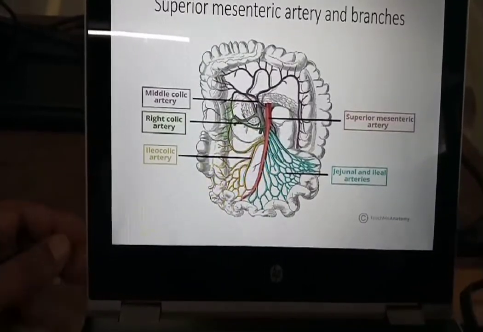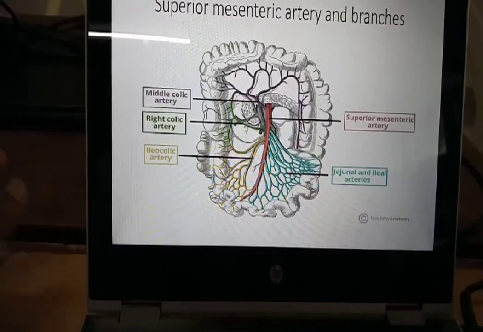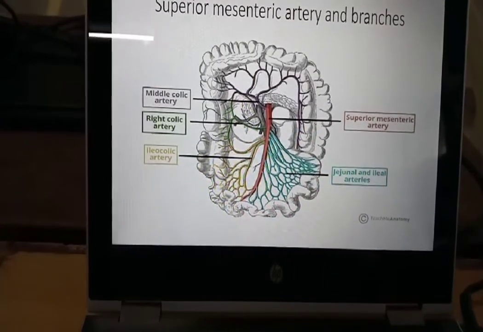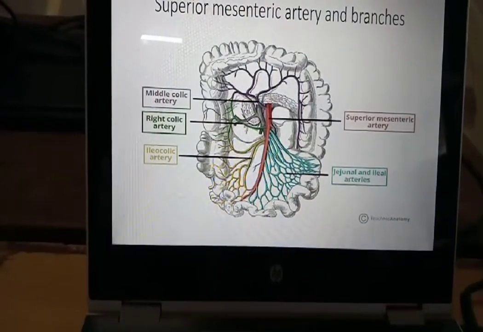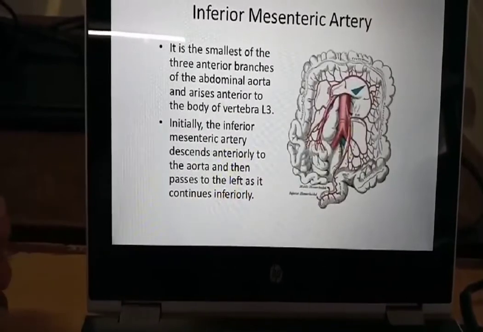This is the superior mesenteric artery, which supplies the midgut. This artery, the superior mesenteric artery, which is the artery of the midgut, supplies part of the second part of the duodenum, the third and the fourth parts of the duodenum, the jejunum, the ileum, the ascending colon, and part of the transverse colon. The inferior mesenteric artery will supply the left side of the transverse colon, the descending colon, the sigmoid colon, the rectum.